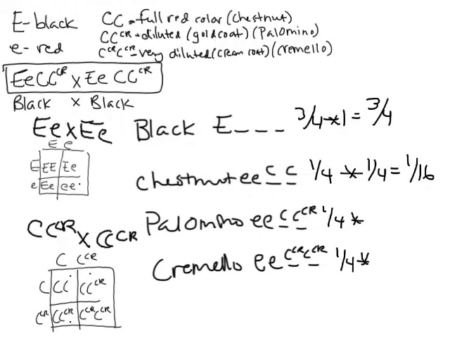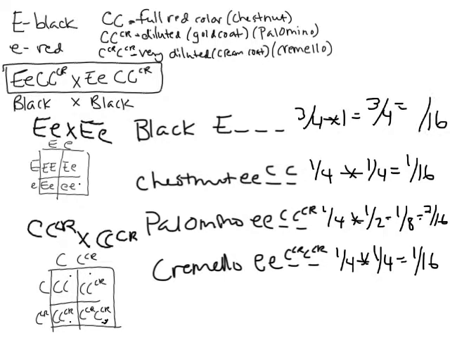Palomino has 2 boxes for this, heterozygous for the cream allele. So that's 1/2 or 1/8, 2/16. And then cremello only has 1 box as well, so 1 out of 4 gives us a 1/16th chance of having a cremello offspring. Just to double check, we'll convert this to 16ths. That's 12. And let's make sure this adds up to 16. 12 plus 1 plus 2 plus 1 equals 16.